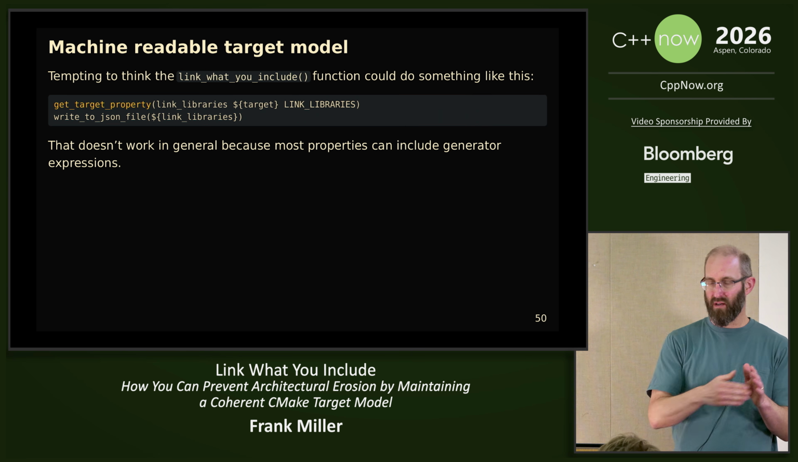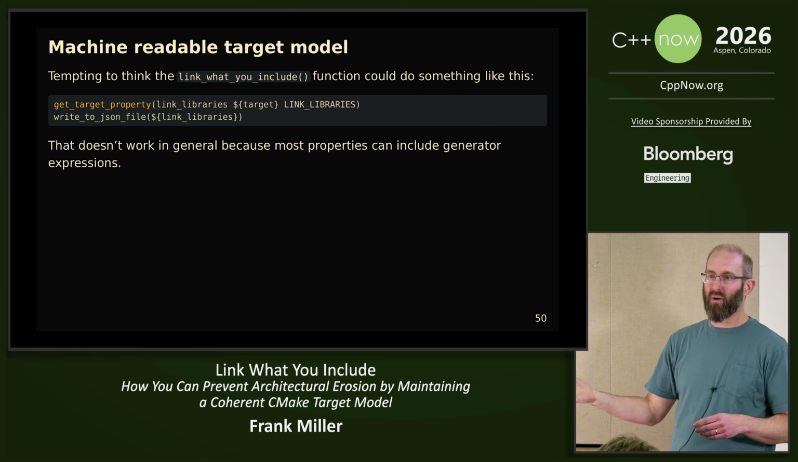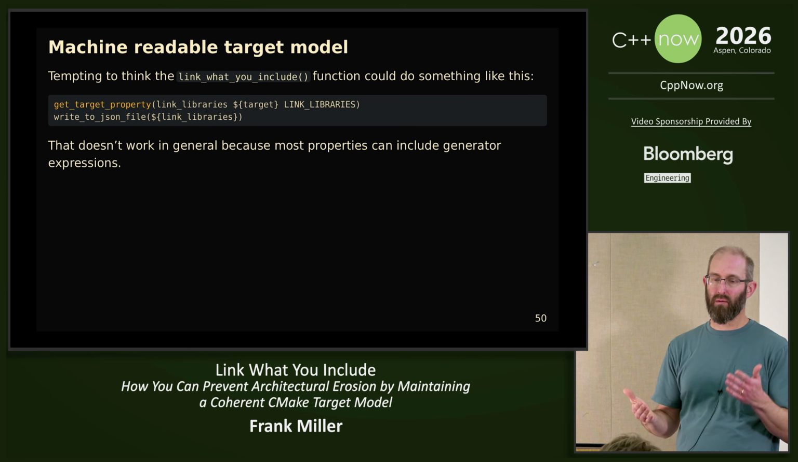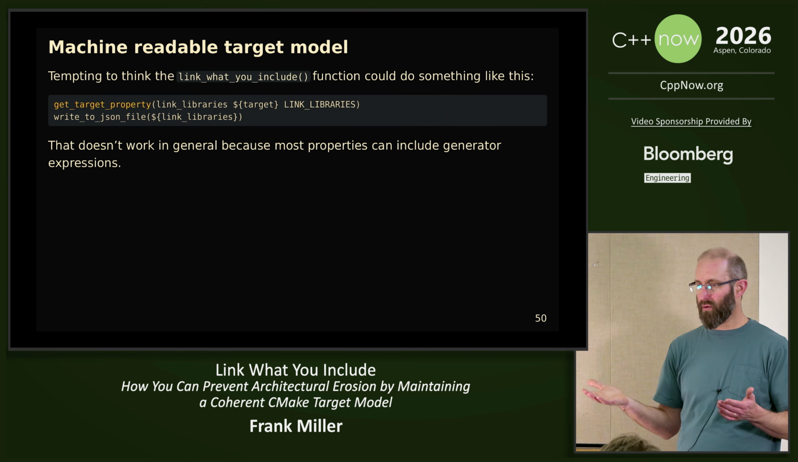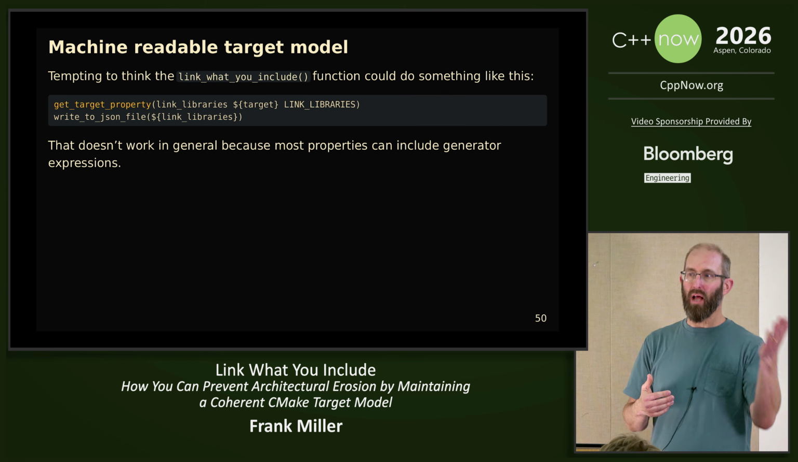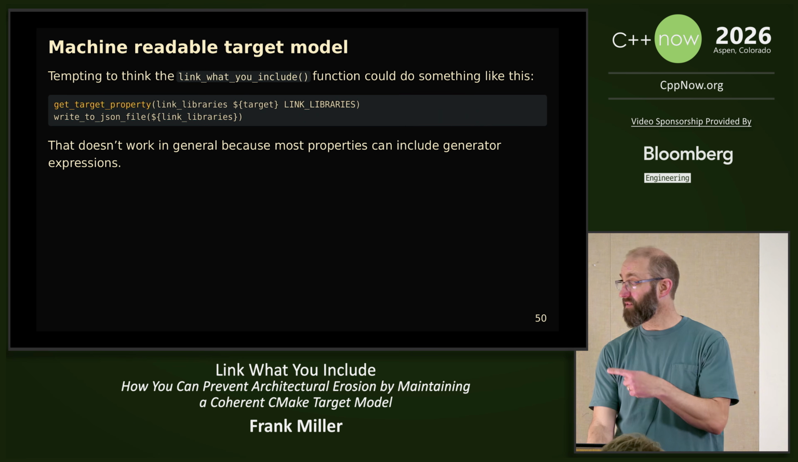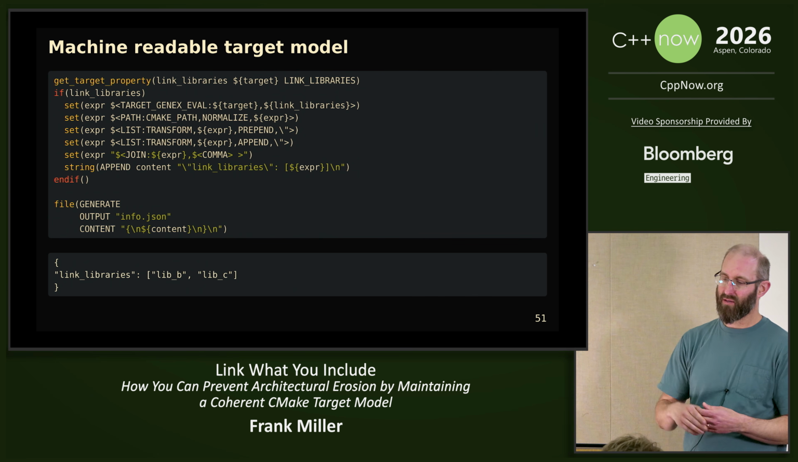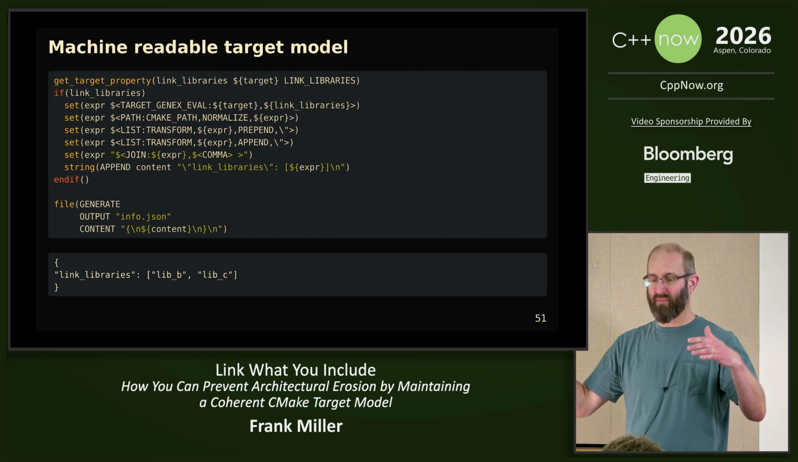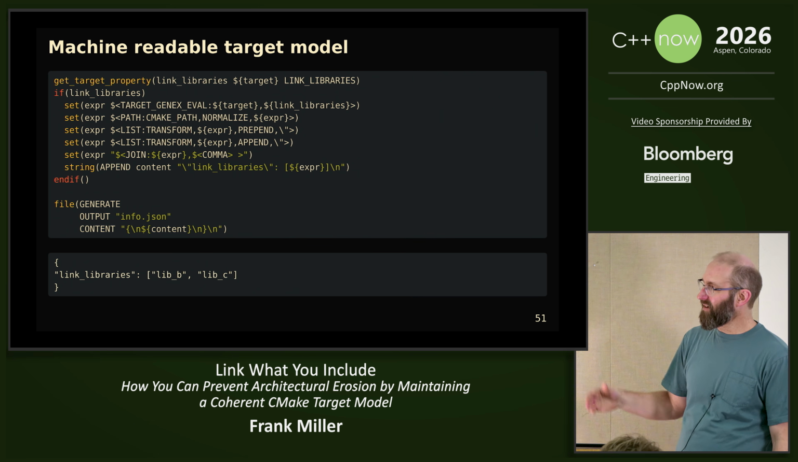CMake has phases: a configure phase, and then a generate phase. Some things we don't know until we're generating the build system. The classic example is something that depends on your build configuration, whether it's debug or release. It's perfectly reasonable to link to something in debug and not link to something in release. So it gets more complicated. Instead of doing this, we have to do something more like this: give me the link libraries property, and then start wrapping it in an ever expanding generator expression.